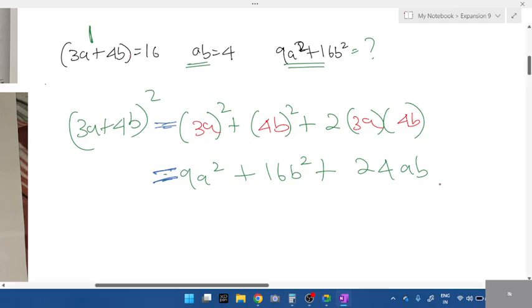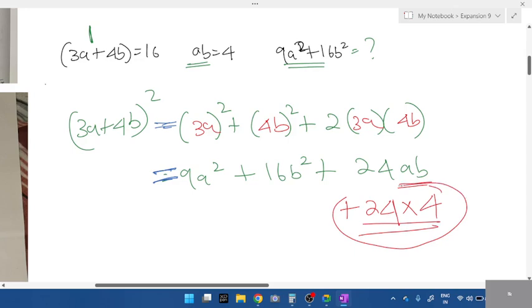Is this the final answer? You just put this. Then, okay, this is 24 into what is the value given? Okay, next. Look, 24ab was a variable. Did we convert it to constant? It became a number. Then apart from that, what else you have to convert?